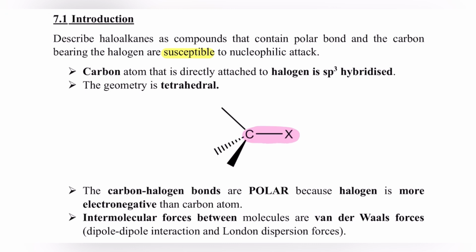So this carbon atom yang directly attached to halogen adalah sp3 hybridise. This one. And then kalau kita lukis bentuk this carbon, memandangkan dia ada 4 single bonds, the geometry is tetrahedral. And then these carbon halogen bonds are polar because halogen is more electronegative than carbon atom. Kalau kita buat partial charge, kita ada partial negative for halogen, partial positive for carbon. So intermolecular forces yang exist between these molecules adalah van der Waals forces, iaitu kita ada dipole-dipole interaction because of this polar bond, dan juga kita ada London dispersion forces as well.